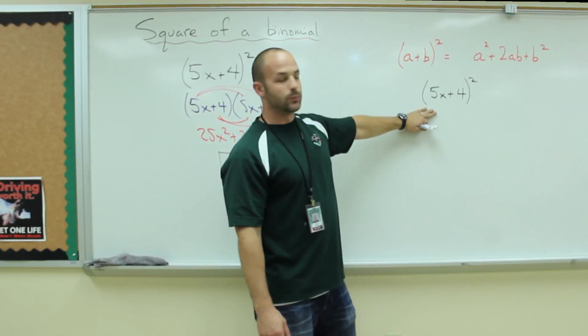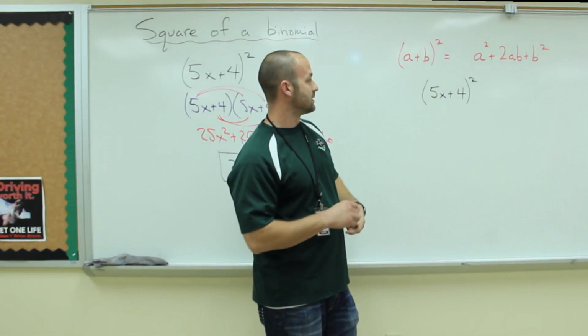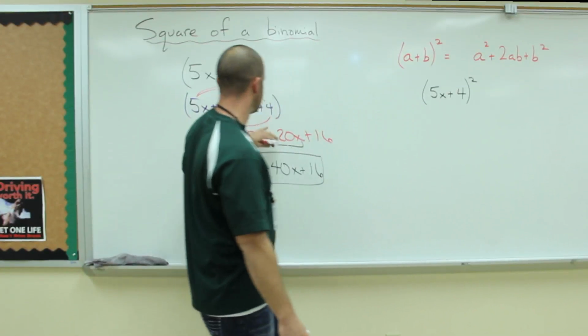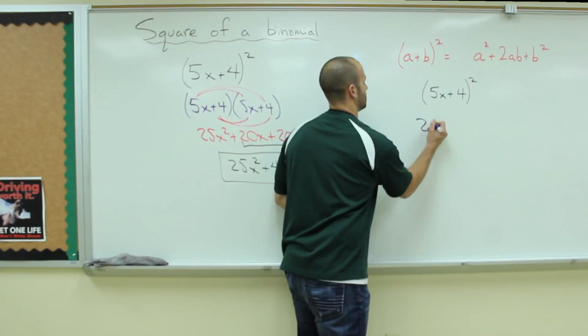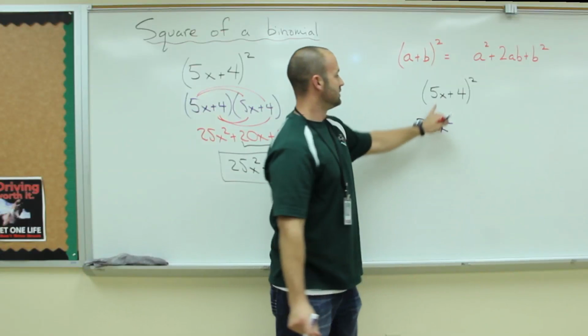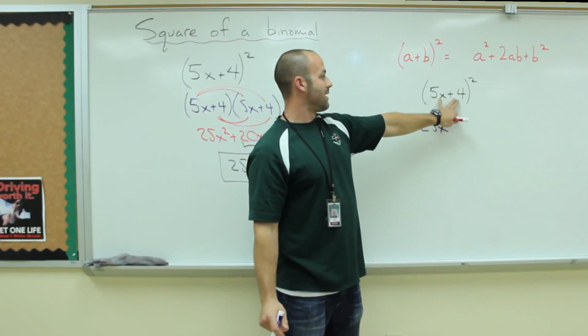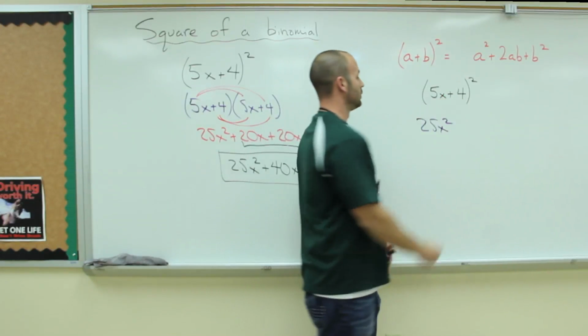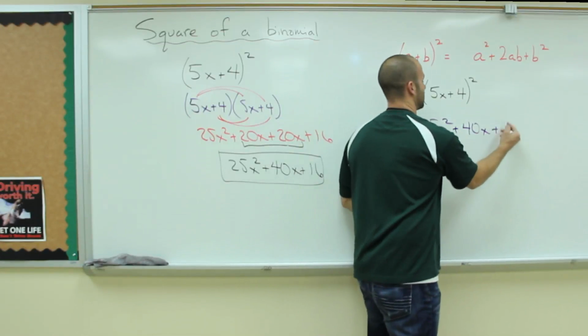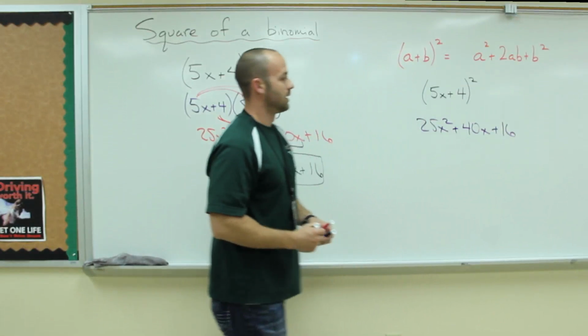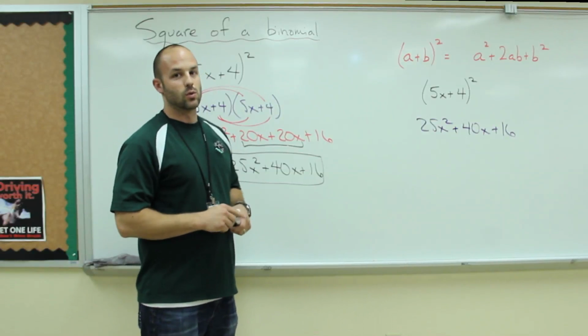So if you get enough experience, you start to recognize the pattern exists, you can bypass the distributive property and jump to your answer. We square the first term, we double the product of the two terms, so 5x and 4 gives us 20x, we double that to get 40x, and then we square the last term to get 16. And that's how we take the square of a binomial.